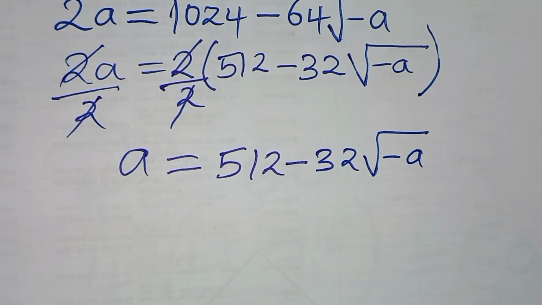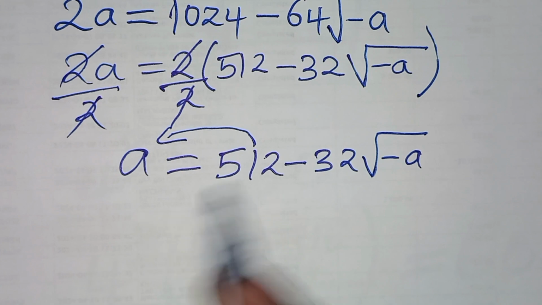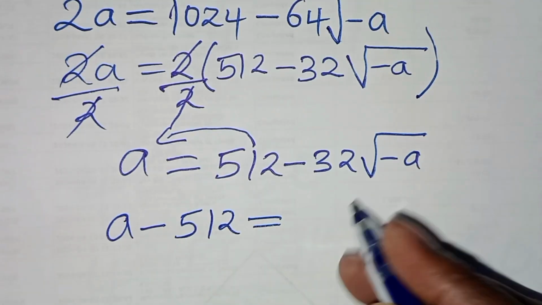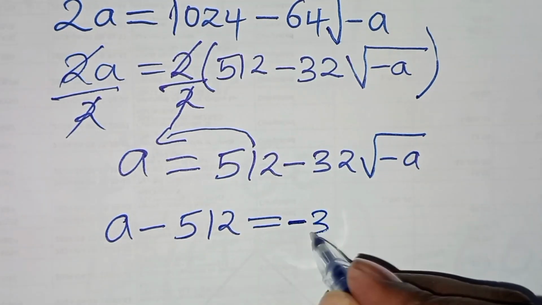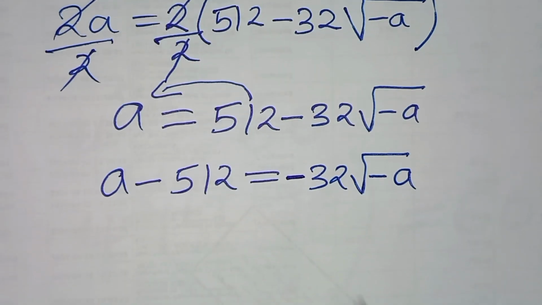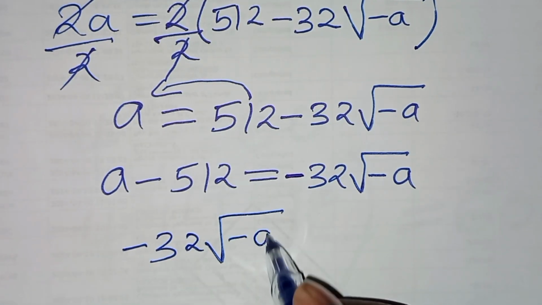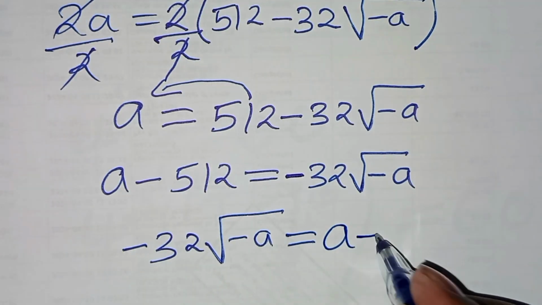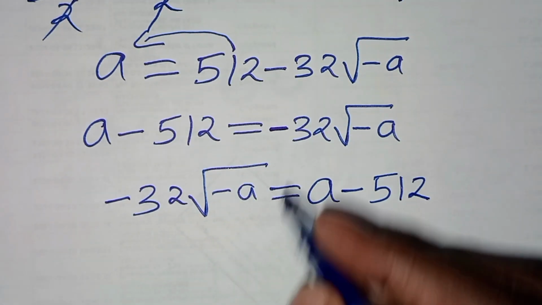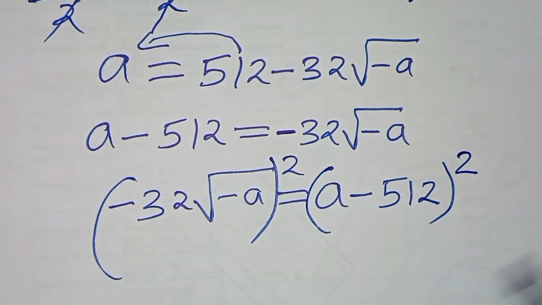The next step here, we can take this 512 to the left hand side. So this is the same thing as a subtract 512 is equal to negative 32 square root of negative a. Now let's rewrite this as negative 32 square root of negative a is equal to a minus 512. The next step here, let's square both sides.